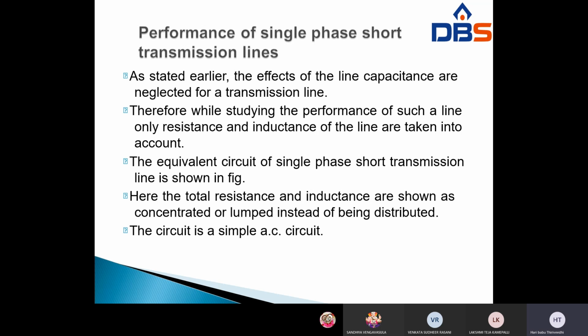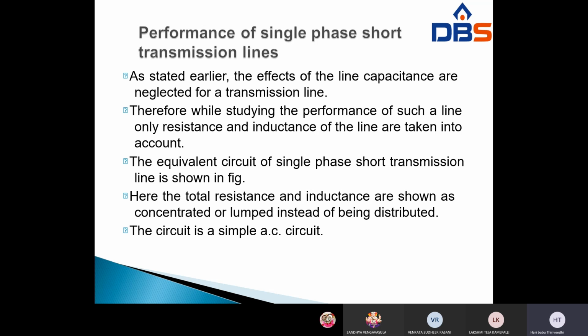So the effect of line capacitance is neglected, right? In short transmission lines, the length is less than 80 kilometers or less than 50 kilometers, right? The length is low and the voltage is also very low, less than 20 kV or less than 33 kV, right? That's why the effect of capacitance is neglected. Therefore, while studying the performance of short transmission lines, only resistance and inductance of the line are taken into account.